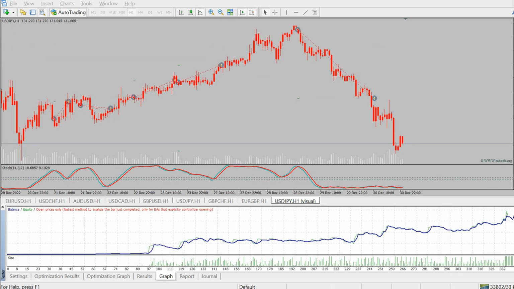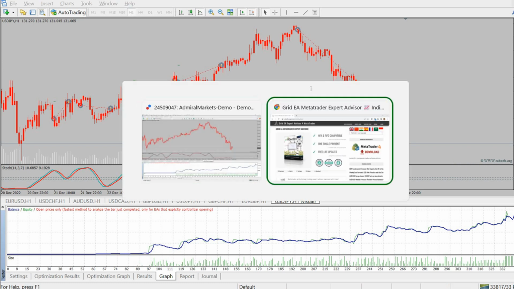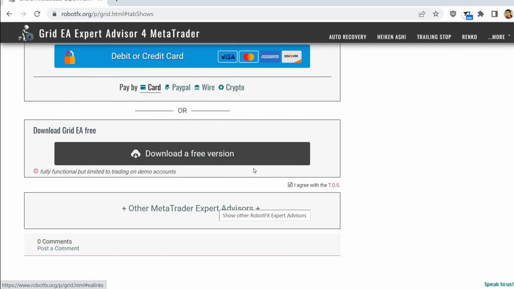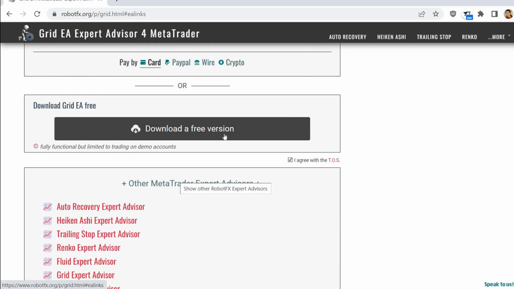I think I have explained everything, how to trade the grid and how to trade the grid using the Grid Expert Advisor. If you think this is a trading strategy for you or you'd like to try it, then go to the RobotFX.org website and click the download button and download the Expert Advisor and then try it on your demo account. It is not limited in any way except for the fact that it will trade on demo accounts as well, and exactly as it will trade on your live account.